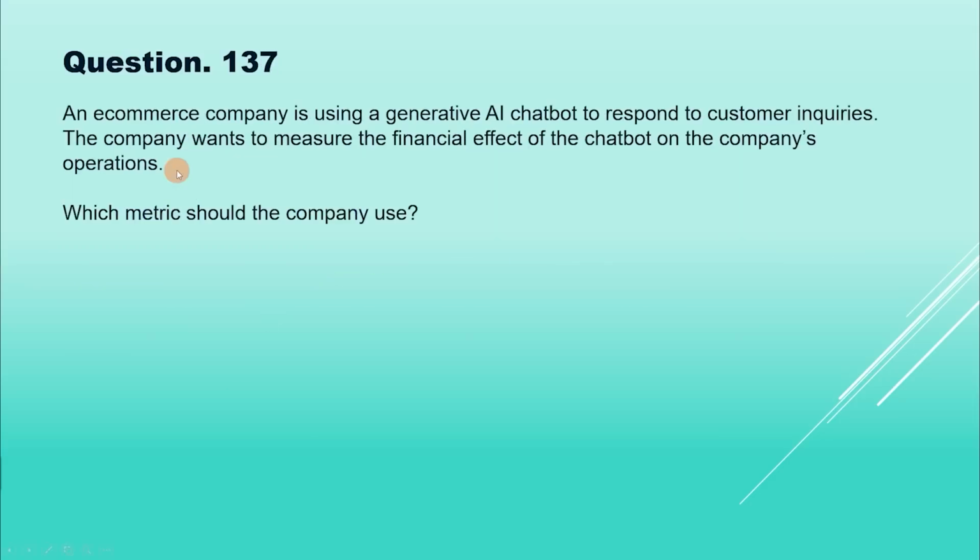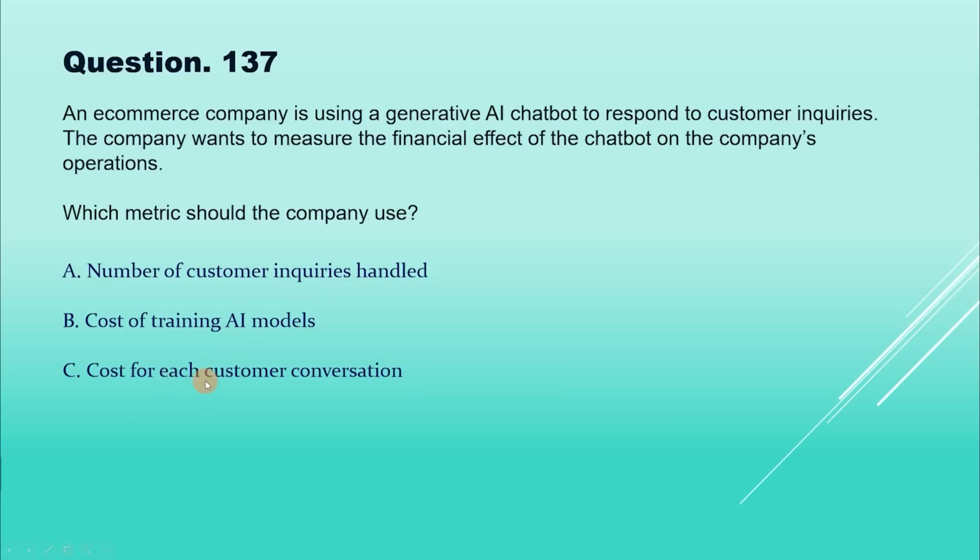And now question number 137. An e-commerce company is using a generative AI chatbot to respond to customer inquiries. The company wants to measure the financial effect of the chatbot on the company's operation. Which metric should the company use? Here are the options. Number of customer inquiries handled. Cost of training AI model. Cost for each customer conversation. Average handle time. So these are the options, and you have to find the financial effect of the chatbot on the company's operation. So take your time to guess the one.